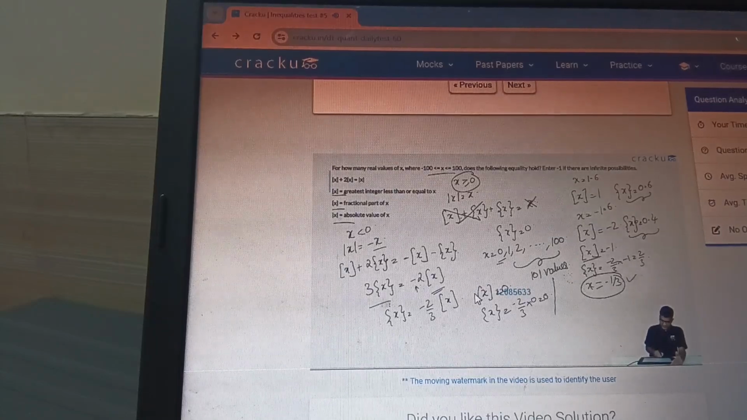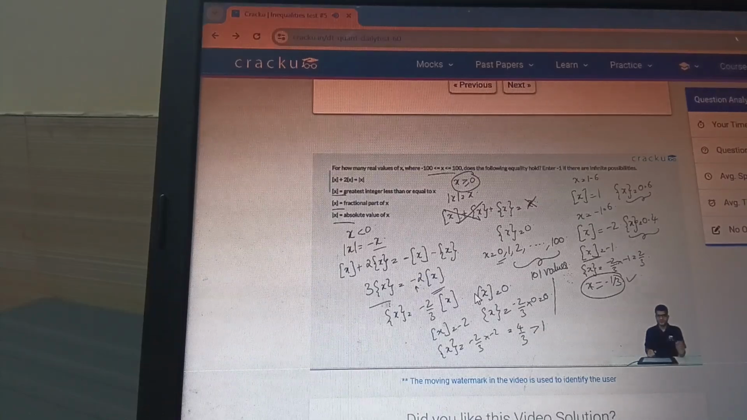If we consider the integer part of x to be minus 2, then the value of the fractional part of x will be equal to minus 2 by 3 into minus 2, which is equal to 4 by 3. But this is greater than 1. You want the fractional part of any number to be lying between 0 and 1. It should be greater than or equal to 0 and strictly less than 1. So this is not allowed.